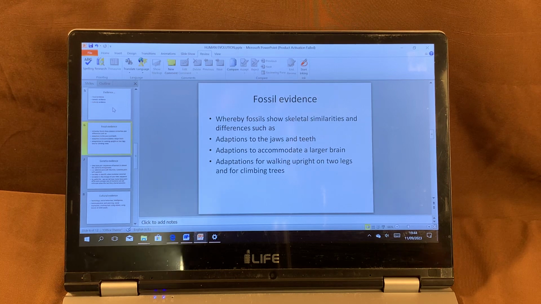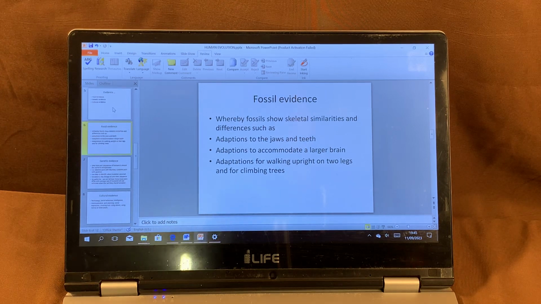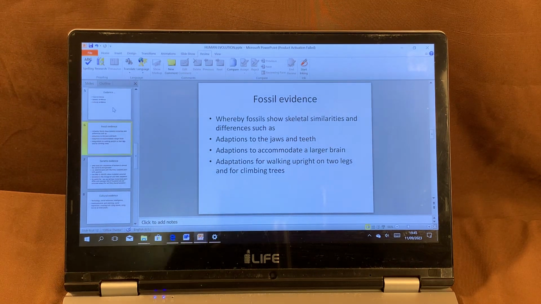We also have adaptations for walking upright on our 2 legs, and for climbing trees. We realize that our arms are no longer longer than our legs. Now we have long legs and short arms. It just shows that we have been adapted to walk upright over time.